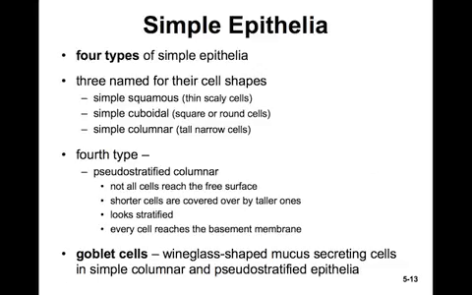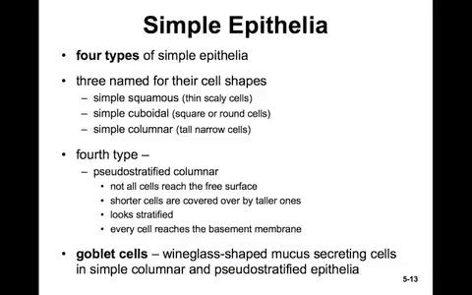So there are 4 types of simple epithelia. 3 of them are named for their cell shapes. Simple squamous, which are thin and scaly cells that we would see, say, in our skin. Simple cuboidal, which are square or round cells. And simple columnar, which are tall, narrow cells.